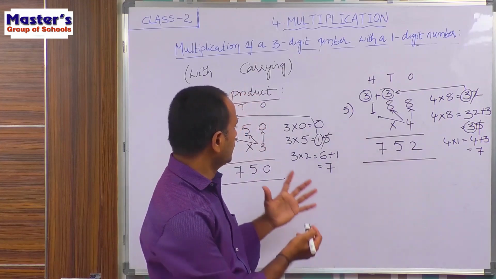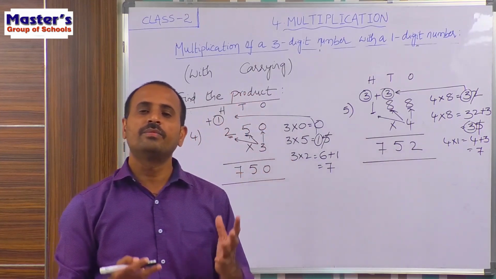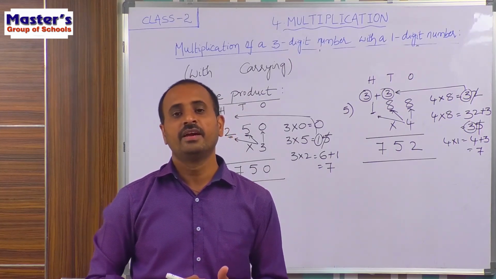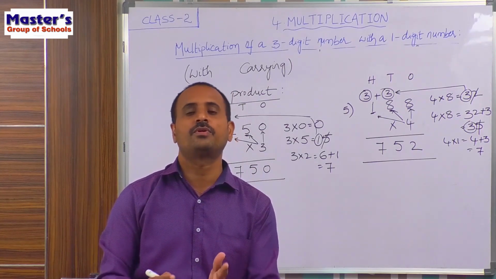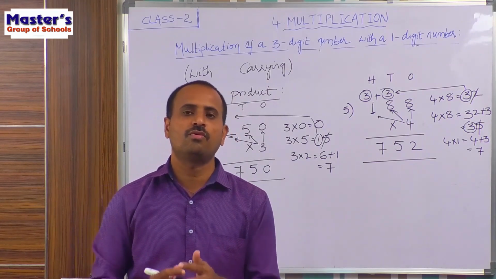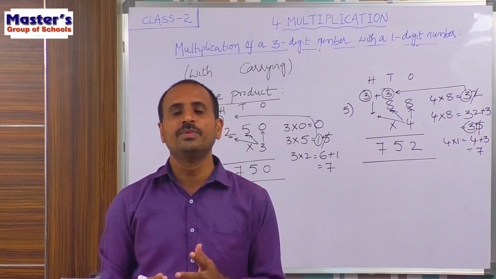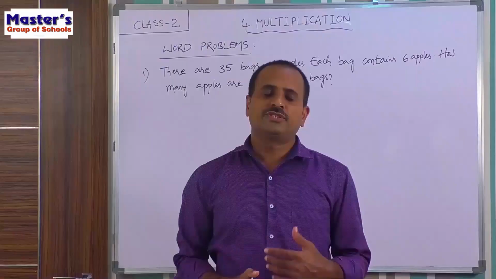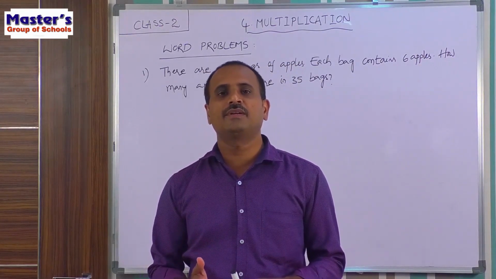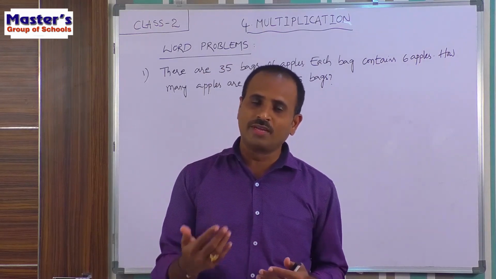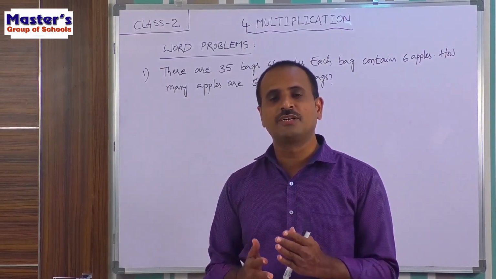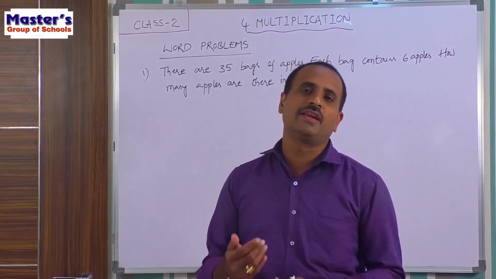752. So children, these are some problems on multiplication of a 3-digit number with a 1-digit number with carrying, and there are some more problems in this part. Practice those remaining problems at home as homework. Those problems will be given in your PDF. Children, up to now we have practiced the multiplication of a 3-digit number with a 1-digit number without carrying, and also practiced problems on multiplication of a 3-digit number with a 1-digit number with carrying.